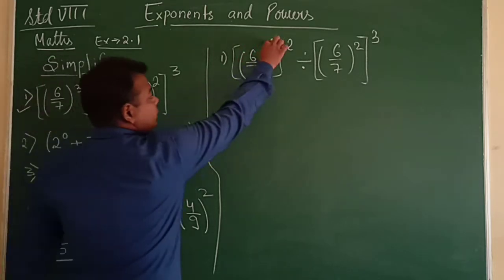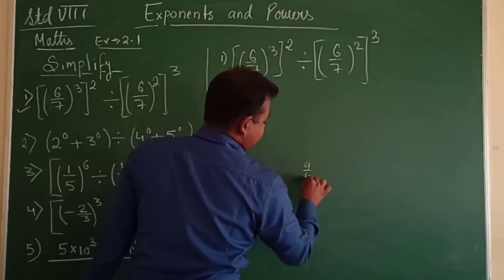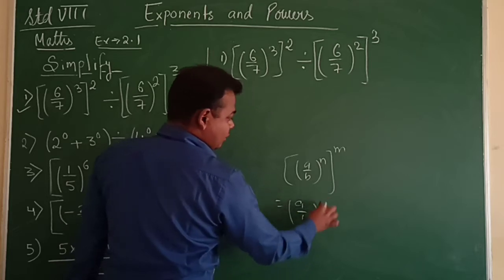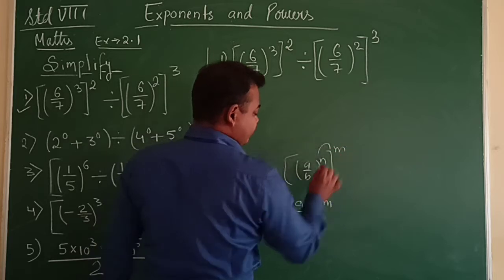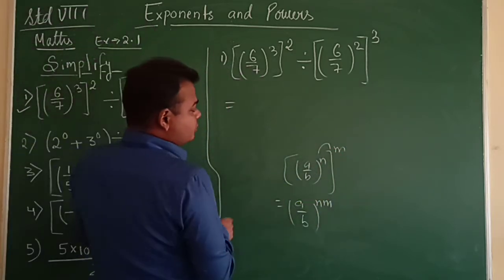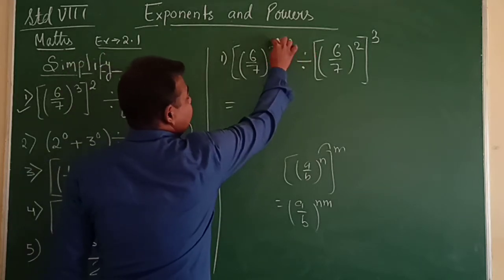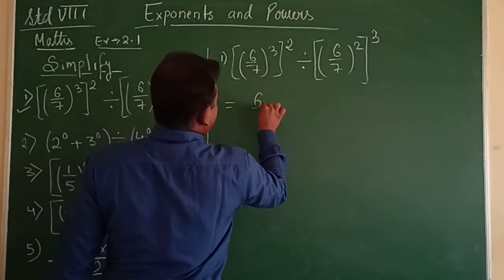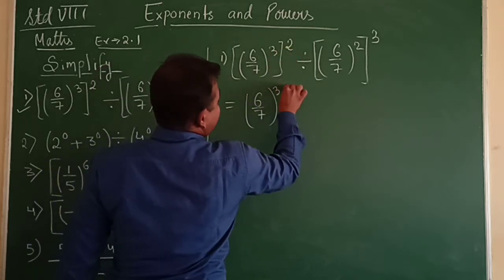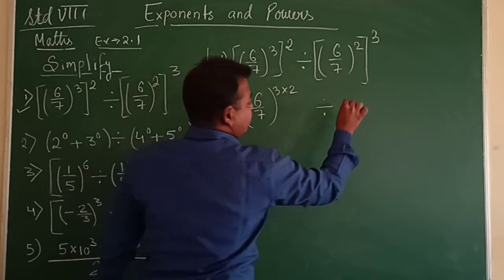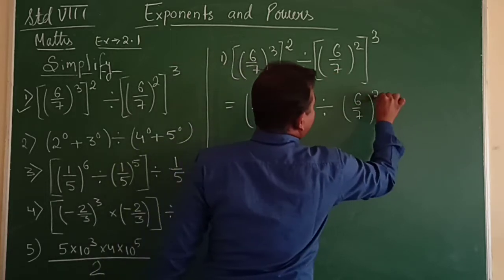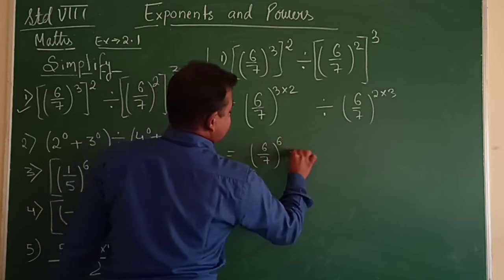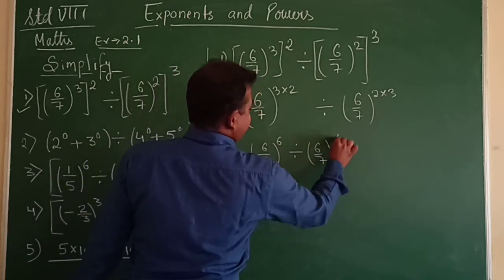As we know, if (a/b) to the power n, whole to the power m, then automatically it becomes (a/b) to the power n times m. These two get multiplied. This is the law, so we will use this here. 3 and 2 will get multiplied, 3 multiplied by 2. Similarly, on this side we will write (6/7) to the power 2 multiplied by 3. Now in result we will get (6/7)^6 divided by (6/7)^6.